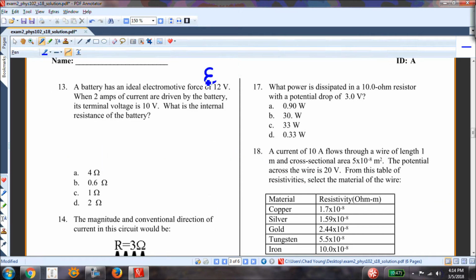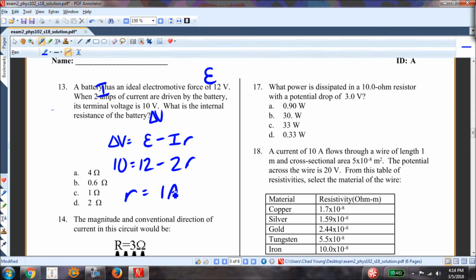This battery has an EMF of 12. You have a current of 2 amps. And the terminal voltage, we'll just call it delta V, is 10. What is the internal resistance of the battery? Remember, my terminal voltage is equal to the EMF minus the current times the internal resistance. So that's going to be 10 is equal to 12 minus 2 times R. And solving for R, I get 1 ohm.